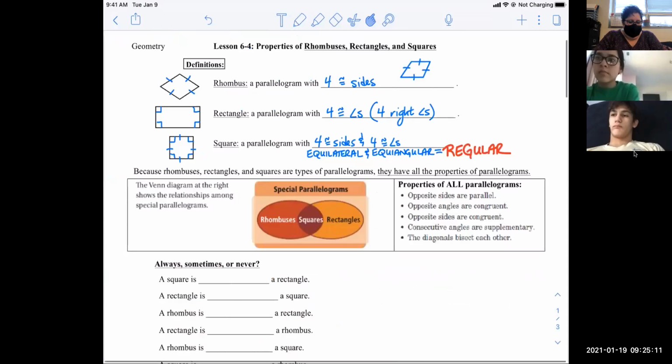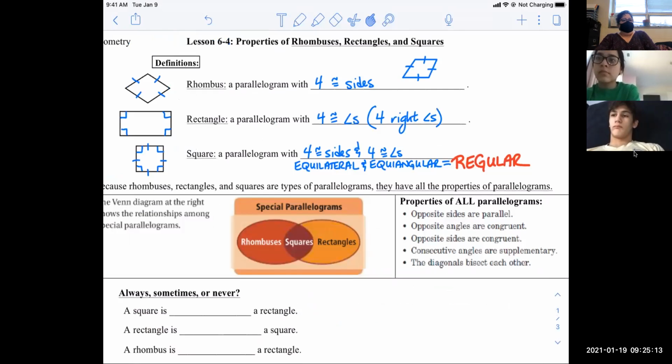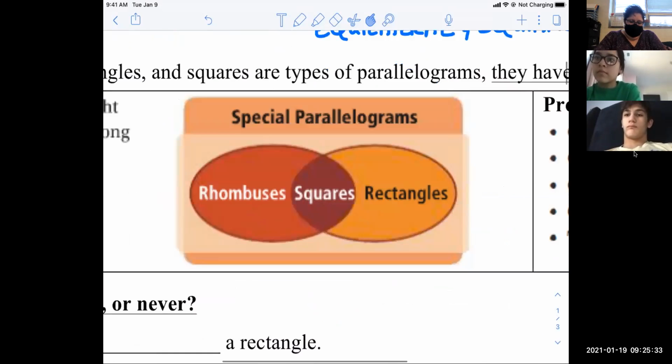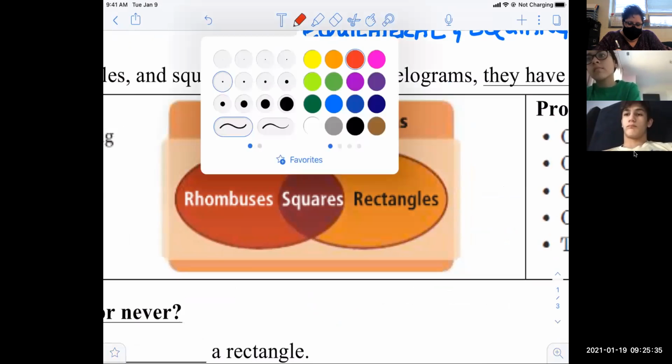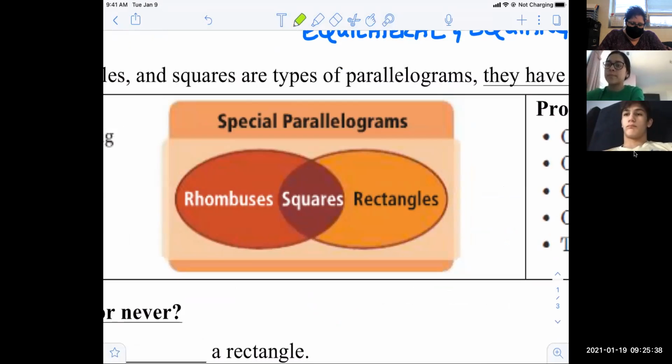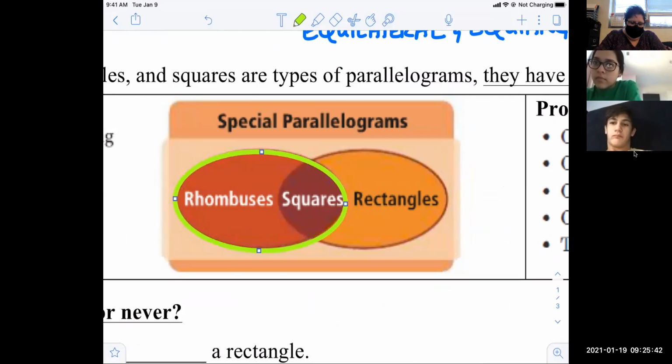Okay, so rectangles can be regular if they're squares, and rhombuses can be regular if they're squares. Now look at that Venn diagram. That's showing you that rhombuses include squares and rectangles include squares. When you read this Venn diagram, you want to see it as the rhombuses are all of those.